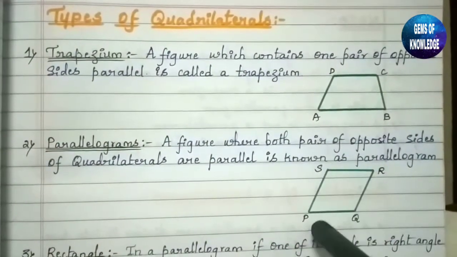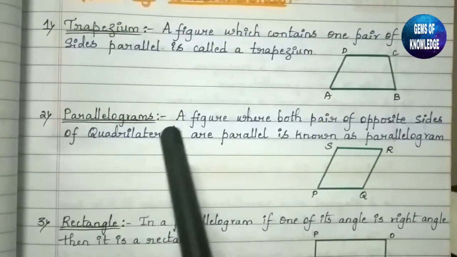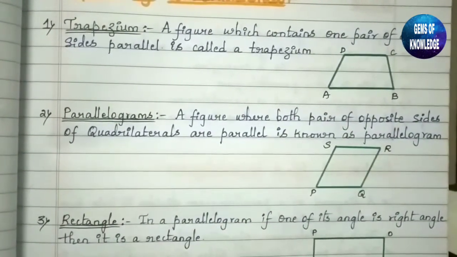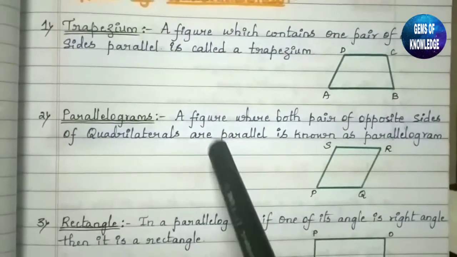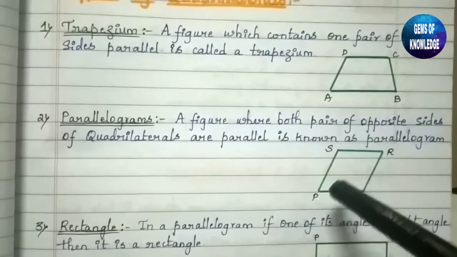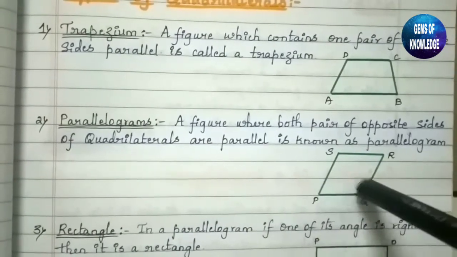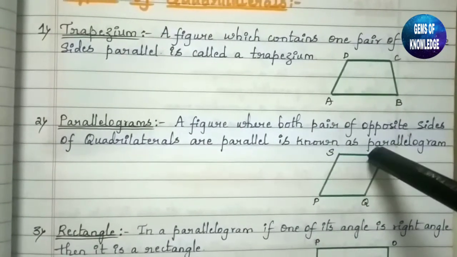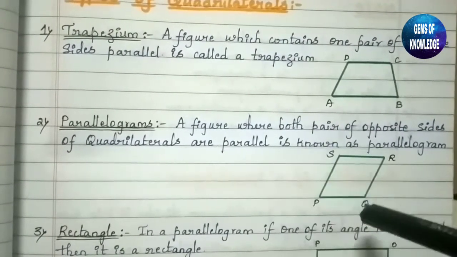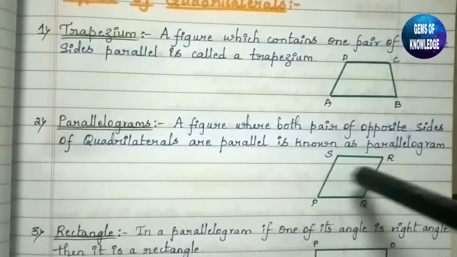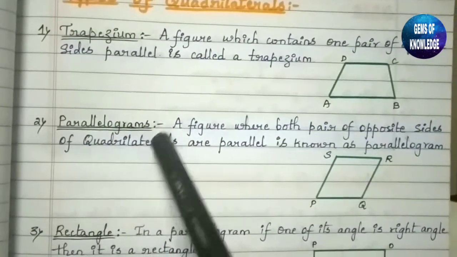So this is a figure where you can see both pairs of opposite sides. So a figure where both pairs of opposite sides of a quadrilateral are parallel is known as a parallelogram. Here PQ and SR are opposite sides, and these two opposite sides are parallel to each other, whereas PS and QR are also opposite sides, and these are also parallel to each other. So it is called a parallelogram.